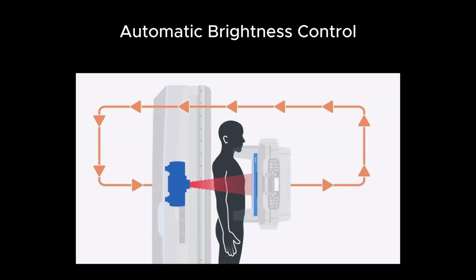Modern systems use something called automatic brightness control. This adjusts exposure factors on the fly. So if you move to a thicker body part, the system increases exposure. If the part thins out, it lowers it. It's like cruise control for brightness.